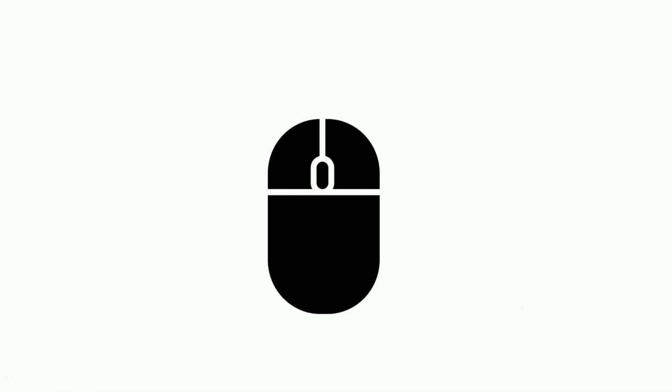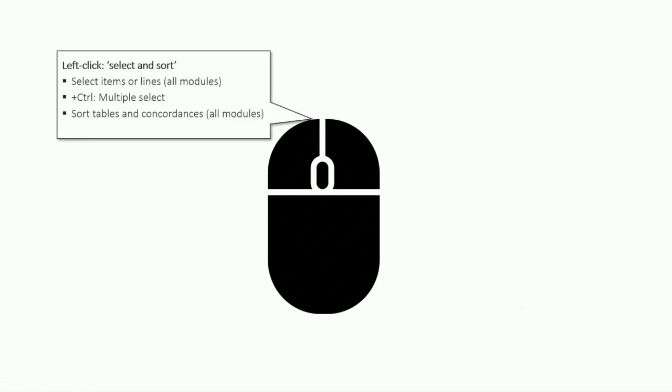Langsbox doesn't use drop-down menus. Instead, all commands are literally just one mouse click away. The left click is the select and sort click. For example, you can select items or lines in all modules. If you hold Control, multiple select is activated. Left click also sorts tables and concordances.